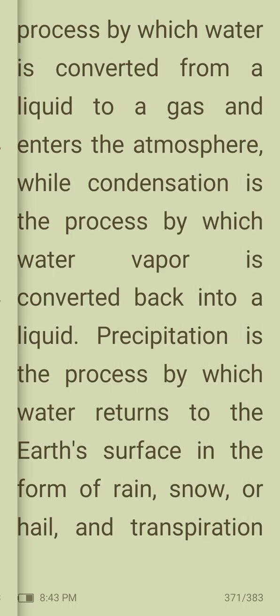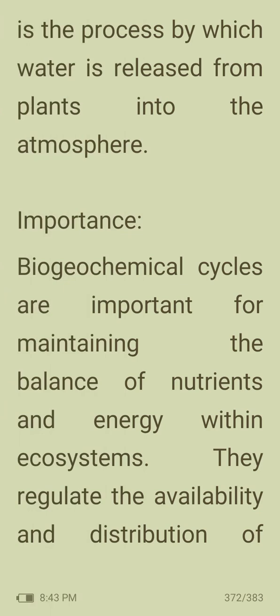Evaporation is the process by which water is converted from a liquid to a gas and enters the atmosphere, while condensation is the process by which water vapor is converted back into liquid. Precipitation is the process by which water returns to the earth's surface in the form of rain, snow, or hail. Transpiration is the process by which water is released from plants into the atmosphere.